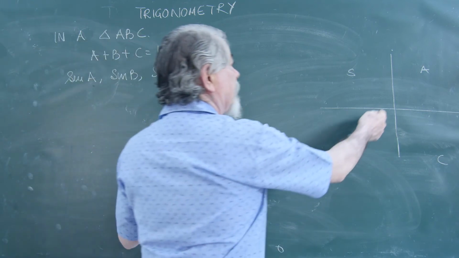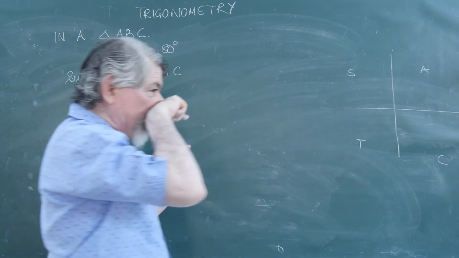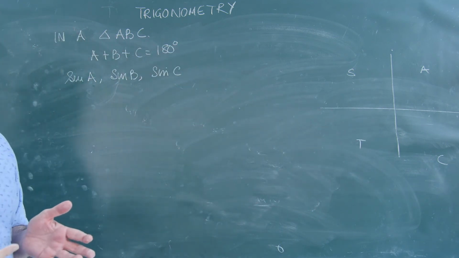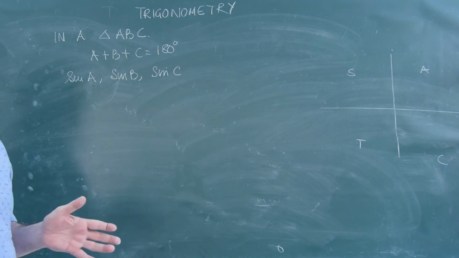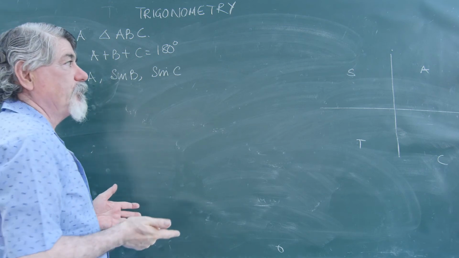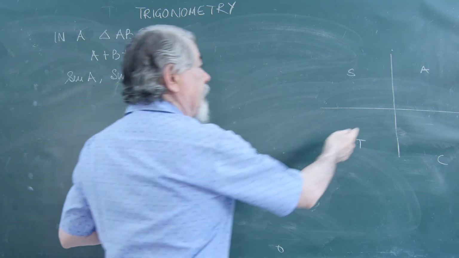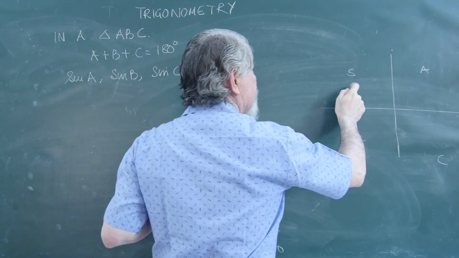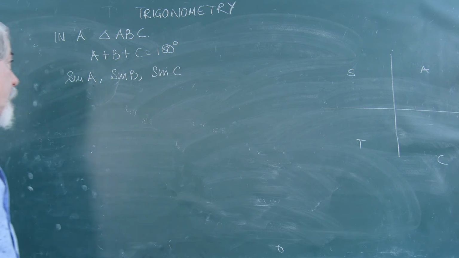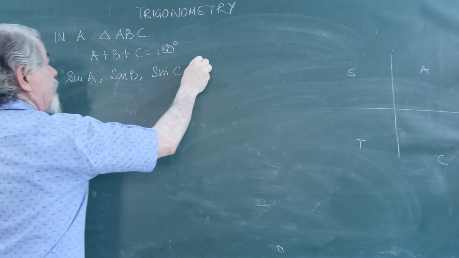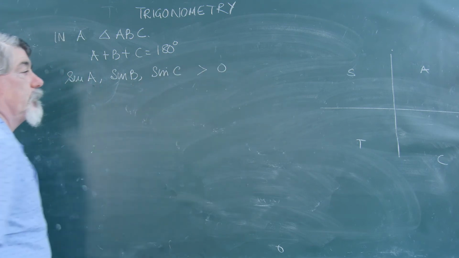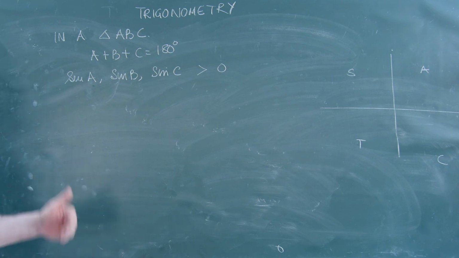Even if one comes into the second quadrant, in a triangle only one angle can be obtuse, there can't be more than one obtuse angle, otherwise construction of the triangle will not be possible. So even if it becomes obtuse, sine will still be positive. So all will be greater than 0. That means sine A, sine B, sine C, all will be positive.